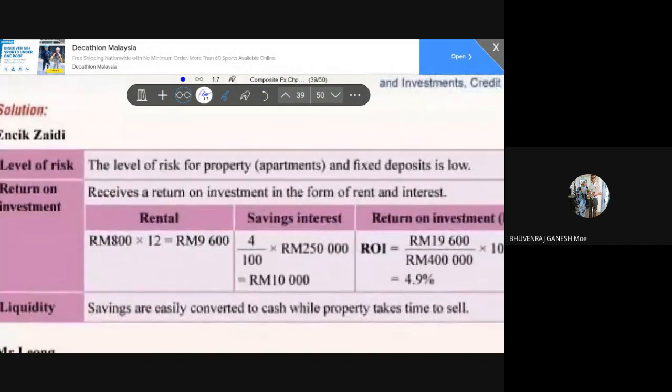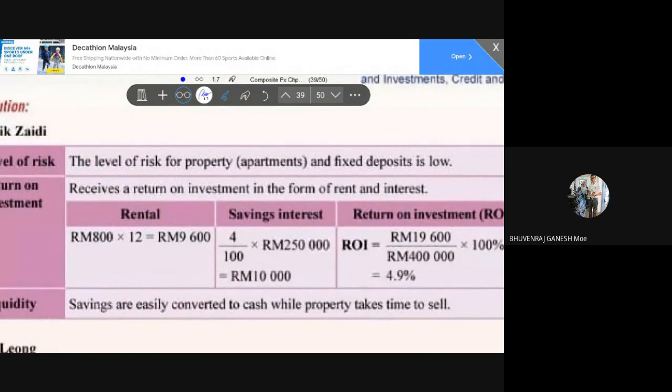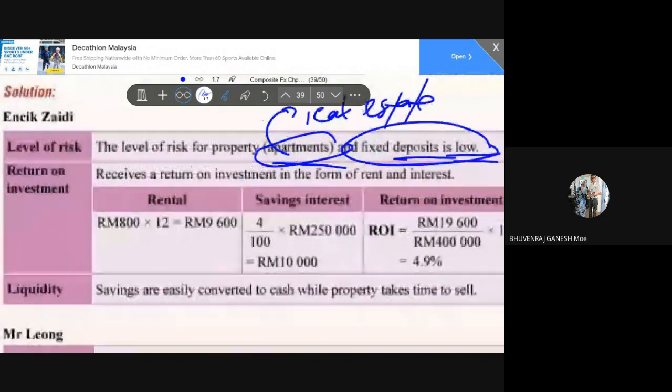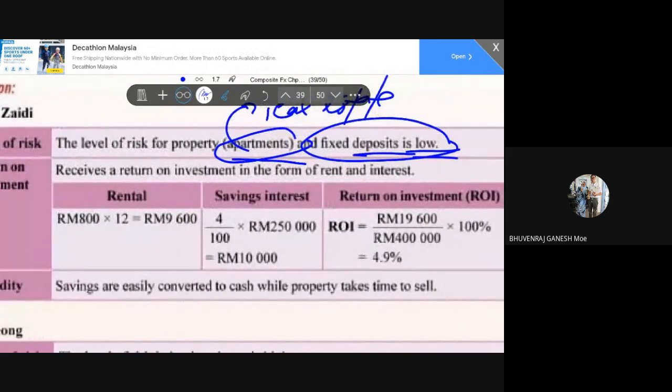So you see, Incheck Zaidi, level of risk. Property, apartments, and fixed deposit we learned earlier were low. Apartment is basically real estate, so you can categorize it as moderate, but most likely it's low. Return on investment, as we said earlier, is in the form of rent and interest. Interest is for the fixed deposit, the rent is for your real estate. One each for the investment.